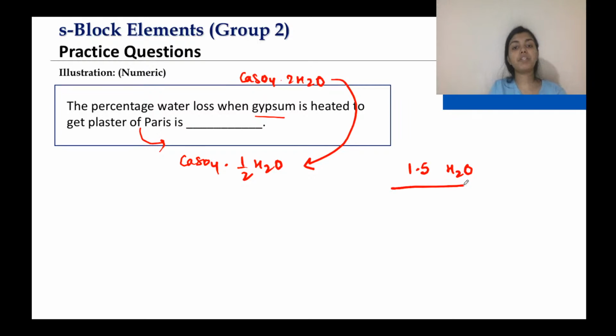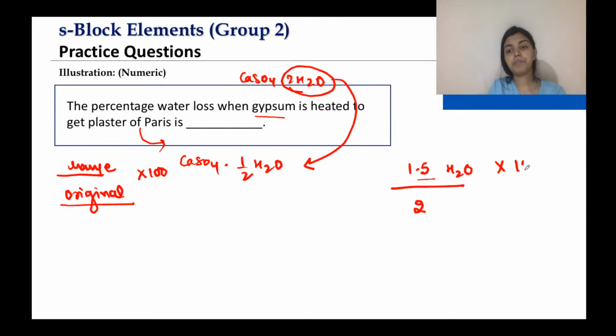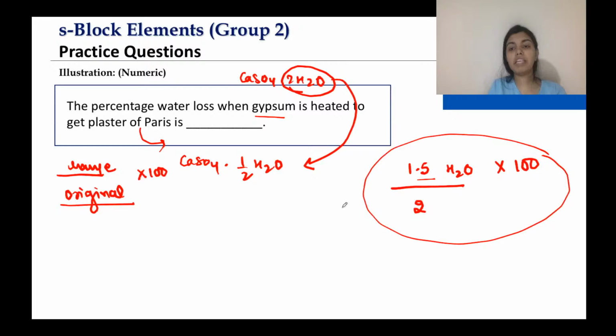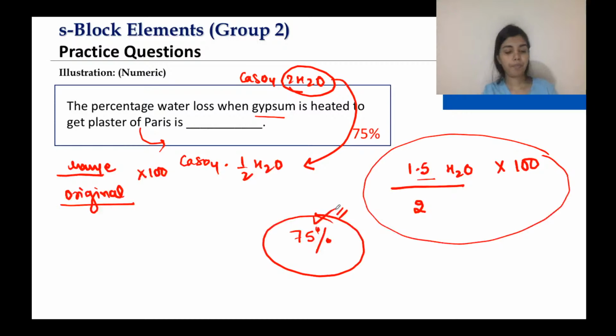So what is the percentage? Percentage is change divided by original, into 100. What is the change in the number of water molecules? 1.5. Then what was the original number of water molecules? 2, into 100. So this will give you around 75%. Okay. So this is a numerical type question.